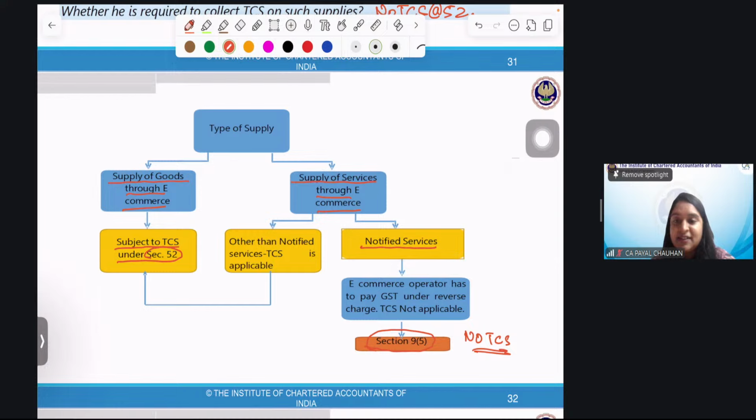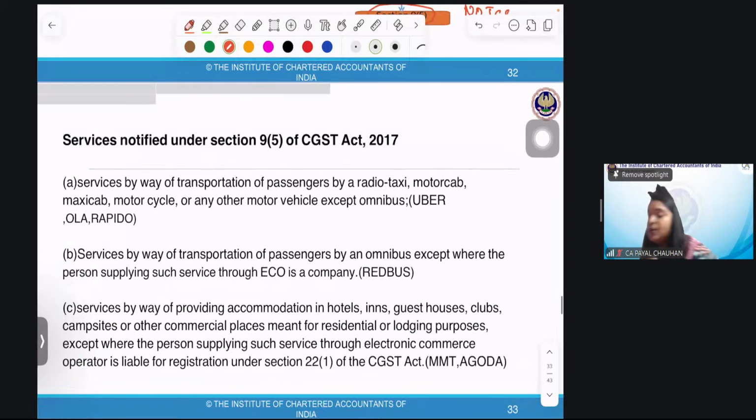Remember everyone? We have housekeeping services, we have Ola Uber services; on those, TCS is not applicable. And other than notified, TCS is applicable. Other than notified, TCS is applicable. Shall we proceed further? Right? Now, services notified under section 9(5) of the CGST Act. Usually it's not there, but we'll do it.